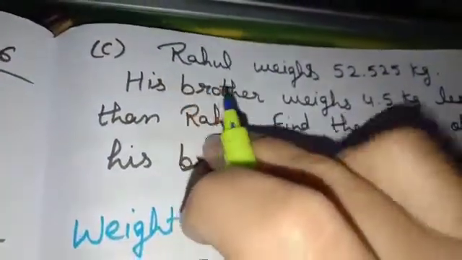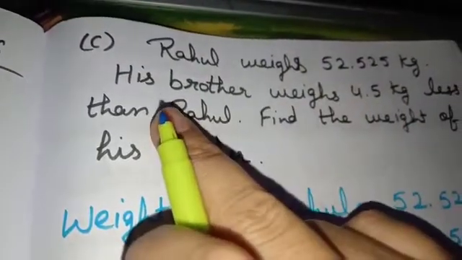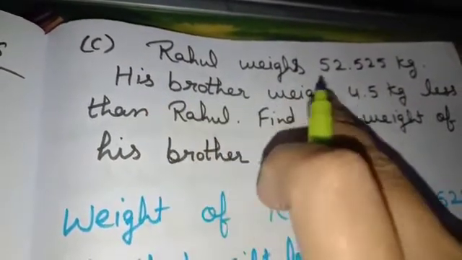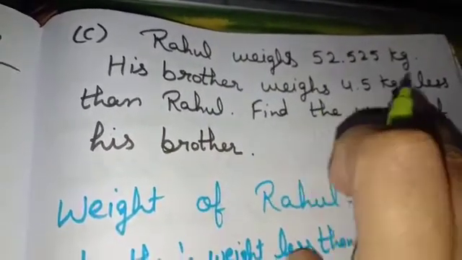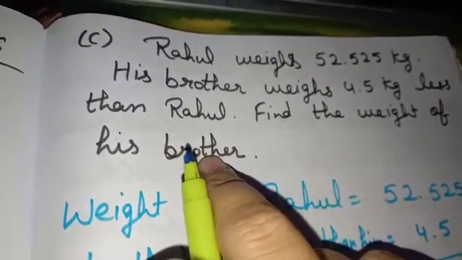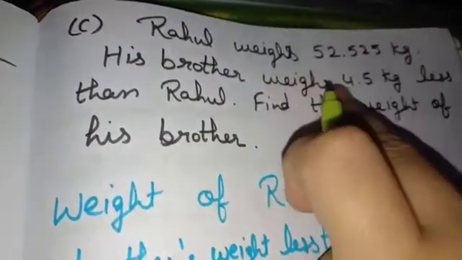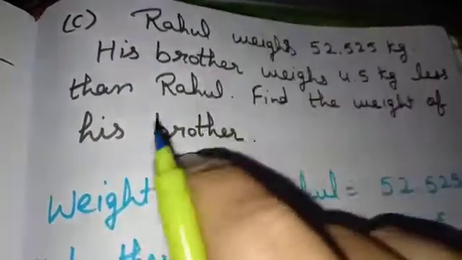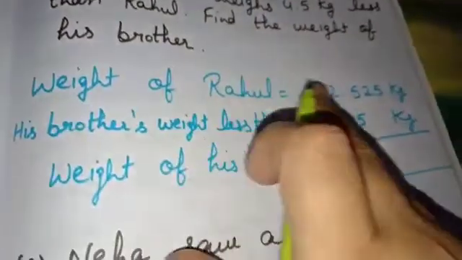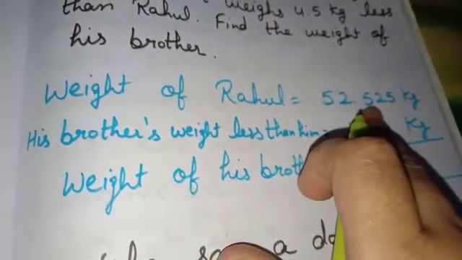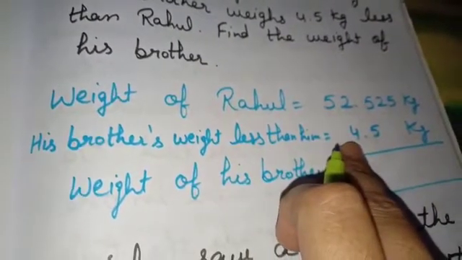Now C part of the question is, Rahul weighs 52.525 kilogram. His brother weighs 4.5 kilogram less than Rahul. Find the weight of his brother. Here the weight of Rahul is given, and his brother's weight is this many kilograms less than him. So what will be the weight of his brother? Here weight of Rahul is 52.525 kilogram. His brother's weight less than him is 4.5 kilogram.